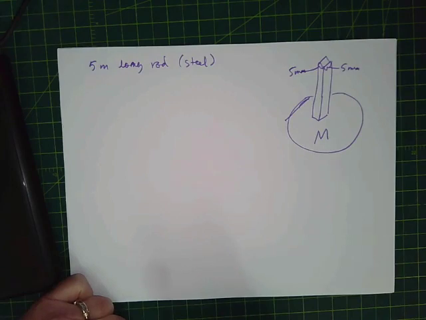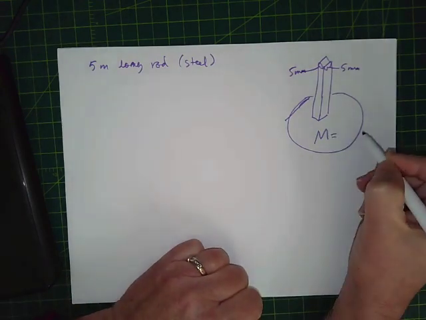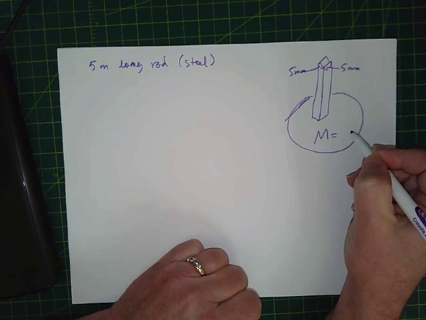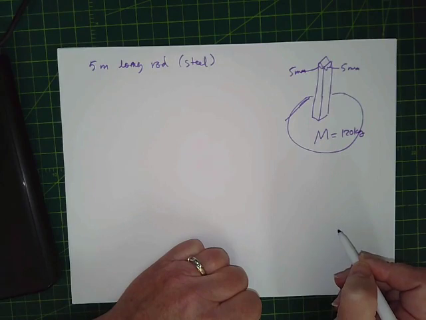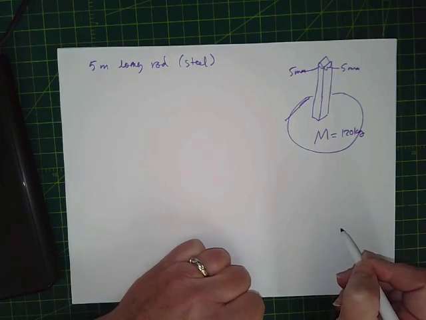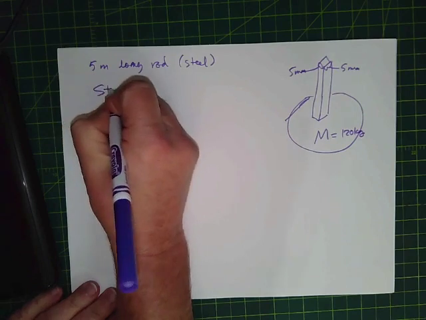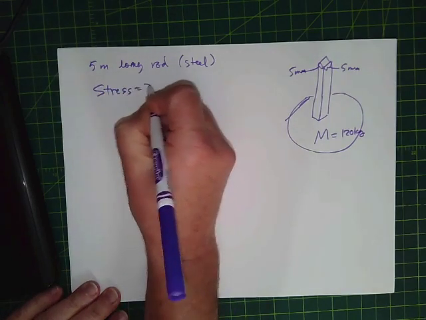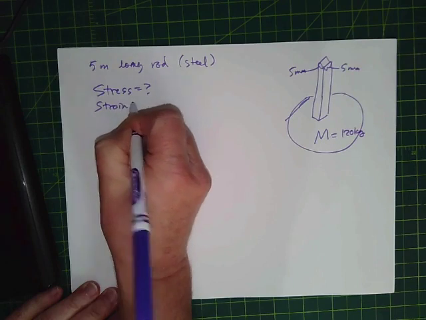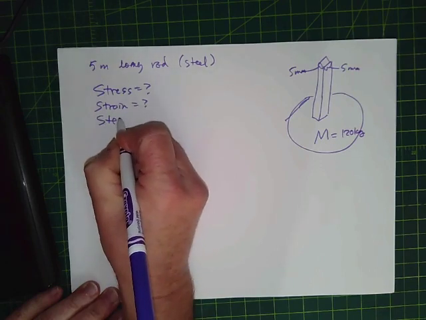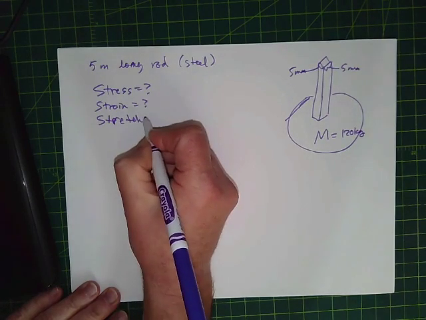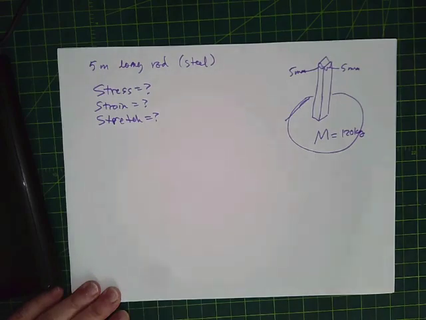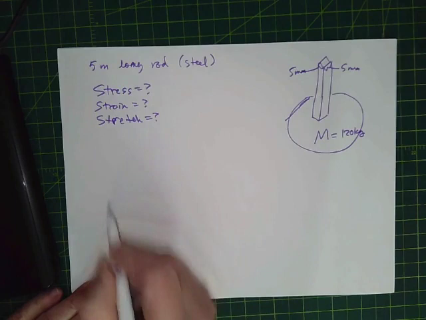And we've got the mass here. There's a heavy mass on the end of this rod. It's welded on or something. 120 kilograms. And we're going to look for stress, strain, and stretch. All these S words. Stress, strain, and then how much is it stretched? Stretch. Okay, so we're looking for these things of the rod.